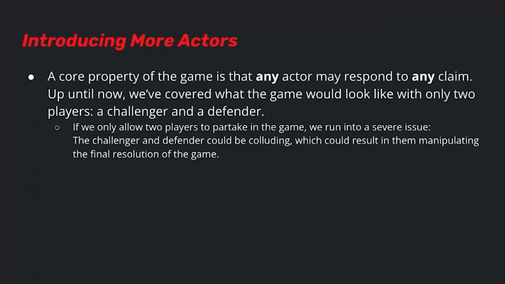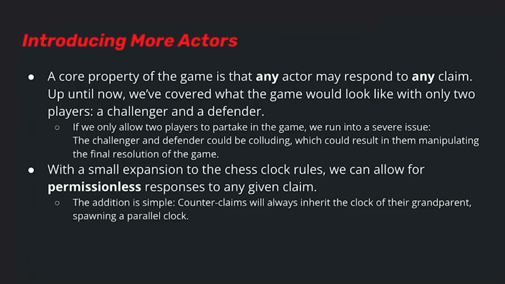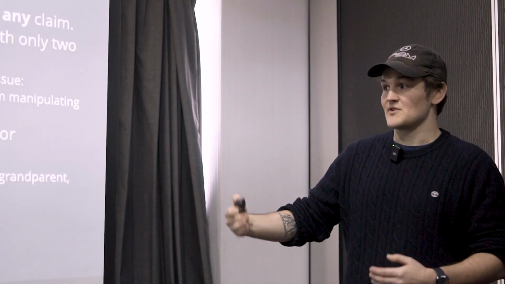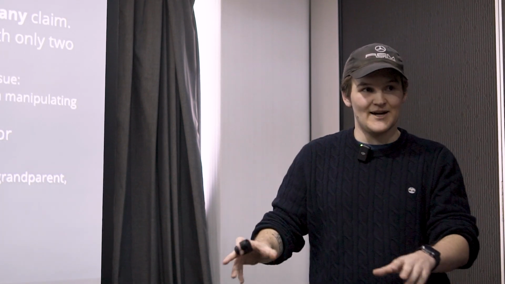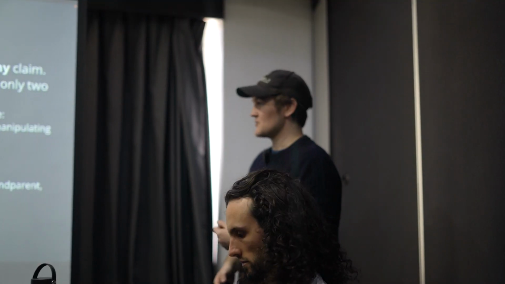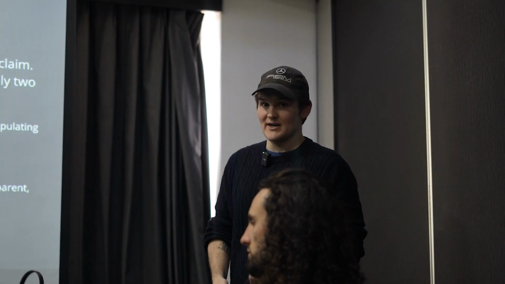It's very bad. So, we can make a very small expansion to the chess clock rules to allow for permissionless responses to any given claim. The addition is actually really simple. Counterclaims will always inherit the clock of their grandparent, spawning a parallel clock, which allows for people with n many execution trace histories to participate in the game, and it'll bifurcate out and become really complicated. But what this allows us to do is introduce more actors into the game and still retain the assertion that the game will always resolve within that maximum time limit so that we have our answer at the end.